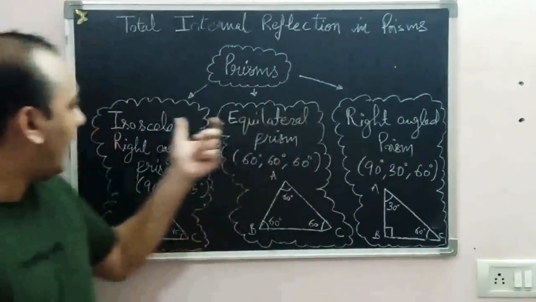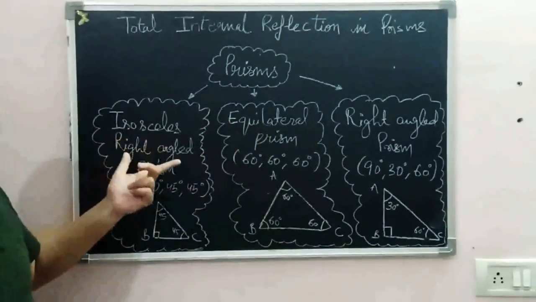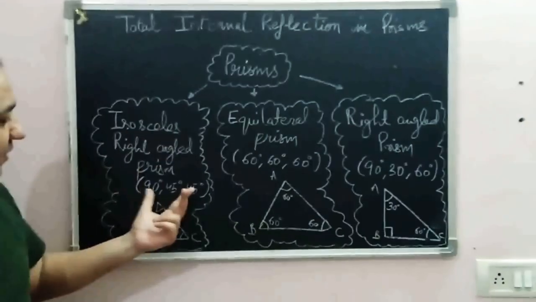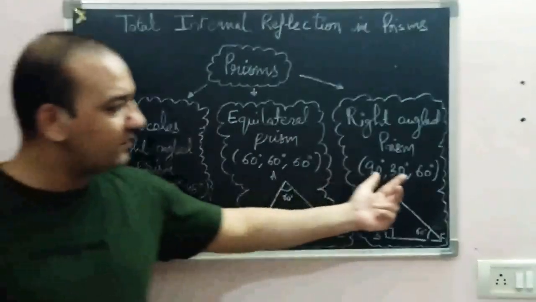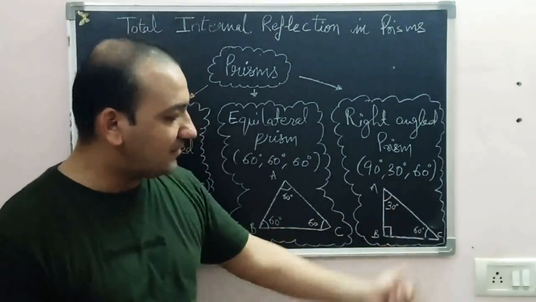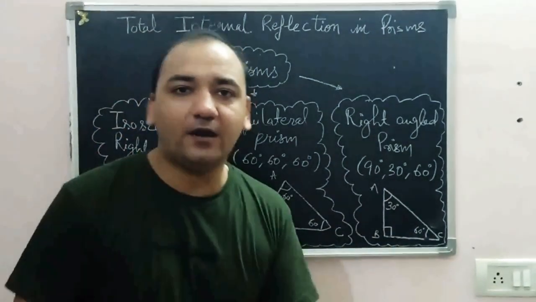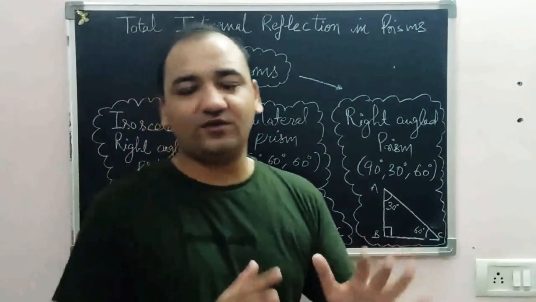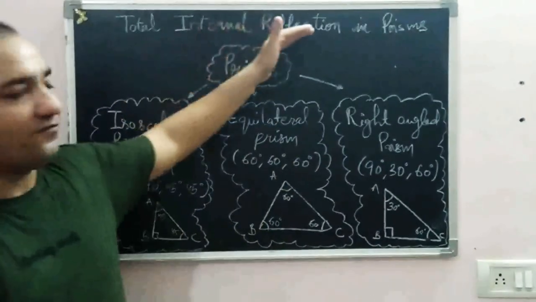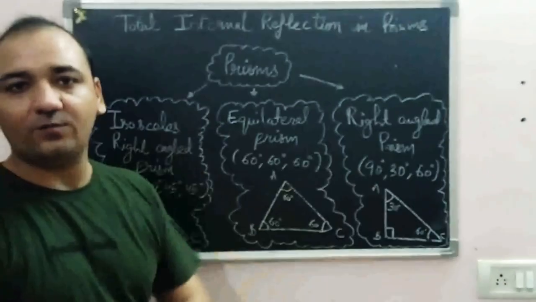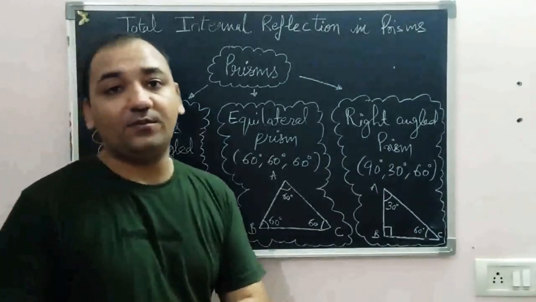So this right angled prism is different from the isosceles right angled prism because there, two angles were equal. The other two angles other than 90 were 45, 45. Here they are 30 and 60. So that's how it looks. Today in our discussion, we're going to talk about these three types of prism, and we will understand how total internal reflection takes place in these three prisms and how it is implemented practically.